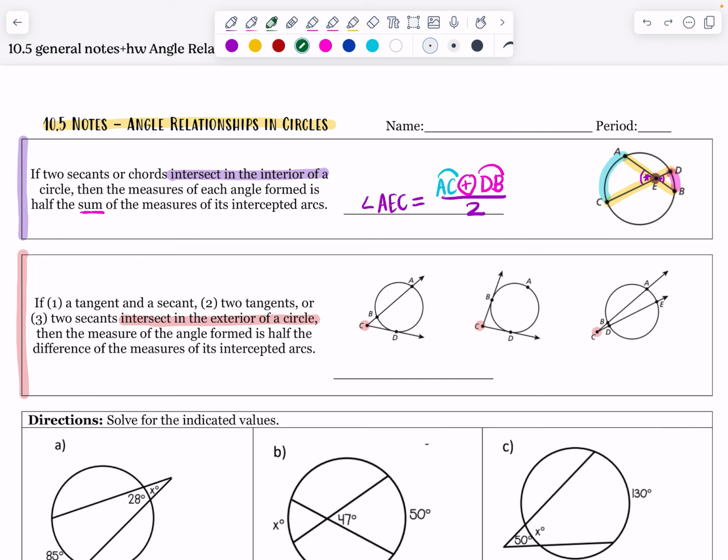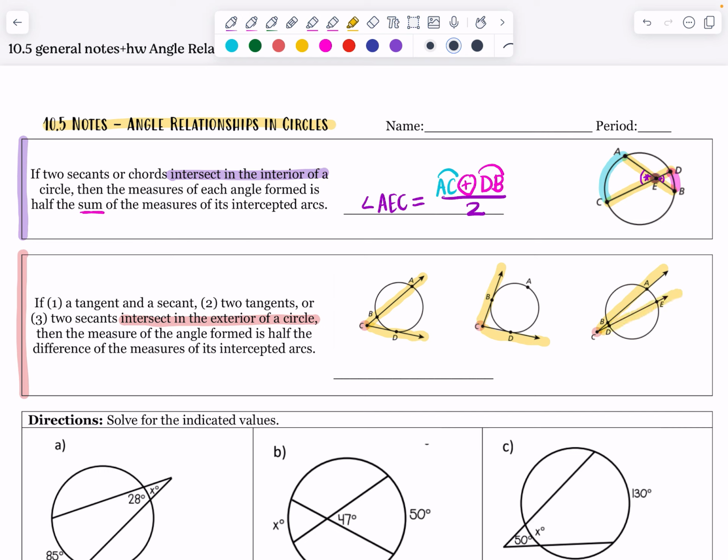All right, so that is for an intersection on the interior. Now let's look at the intersection on the exterior. You have three different situations. One is where you have a tangent crossing a secant. The next is where you have two tangents intersecting, which is where it forms the full circle. The major arc and the minor arc will add up to 360. And the last situation is where you have two secants. But either way, the theorem is the same.